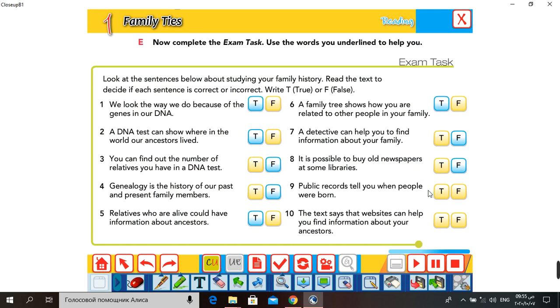Number 9, public records tell you when people were born. Is this true or false? Yes, of course, you can find this in a public record. Number 10, the text says that websites can help you find information about your ancestors. Can you find this on a website? Yes, of course you can, it's true. Well done, girls. Well done, boys.